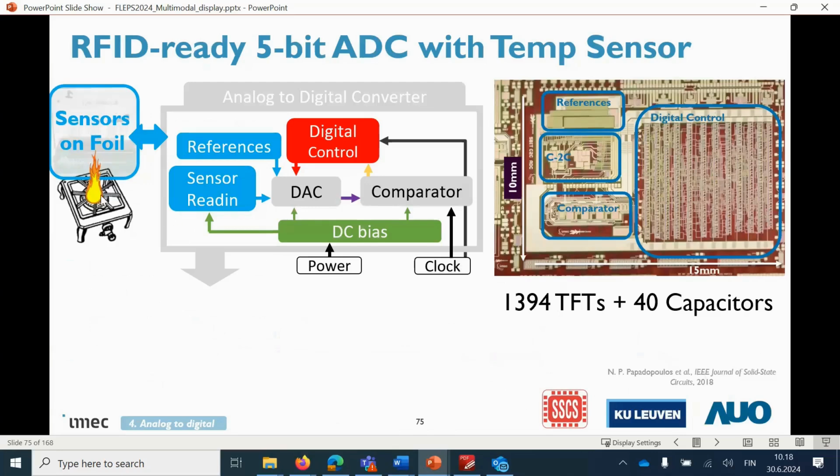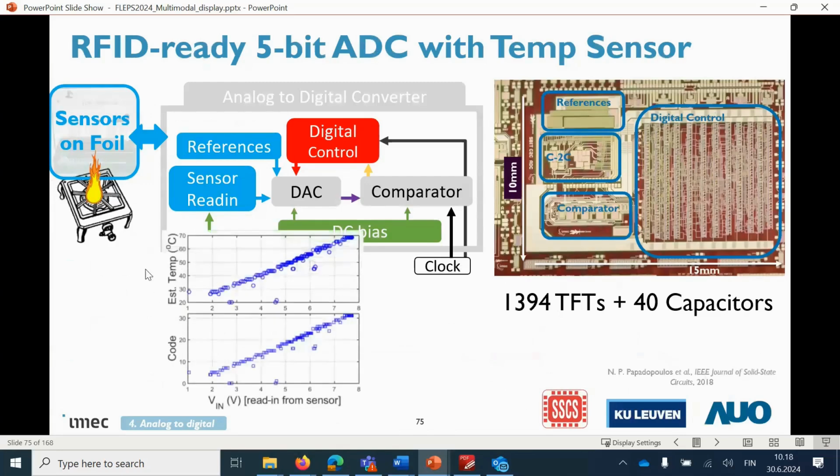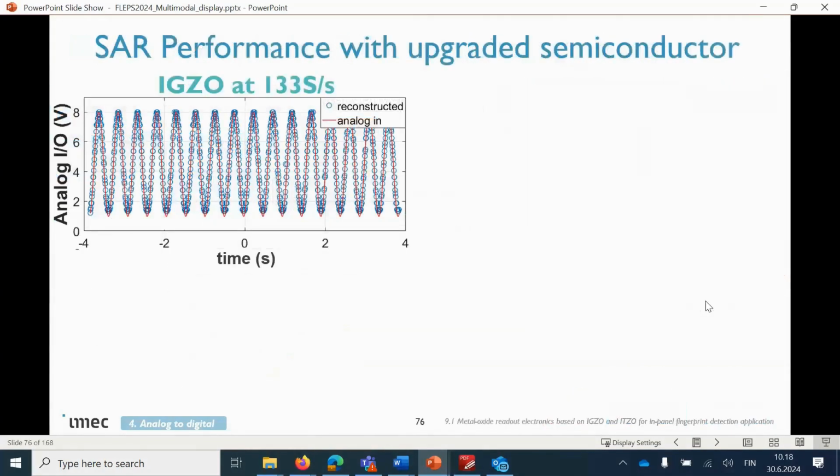We actually connected it to a printed temperature sensor and put it on a hot plate. We measured it, we raised the temperature, we measured it again, and we got this output. 1400 TFTs, 40 capacitors for this design.